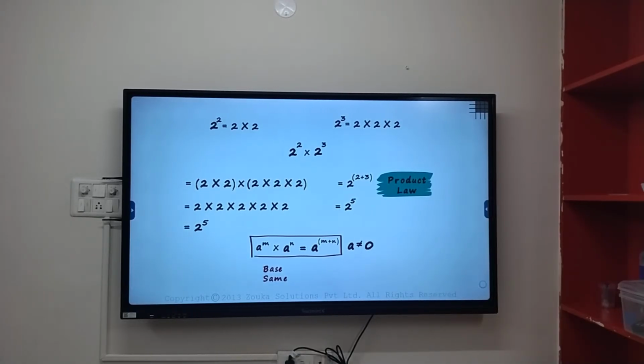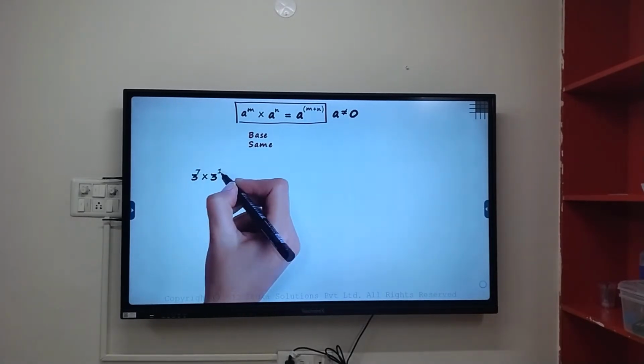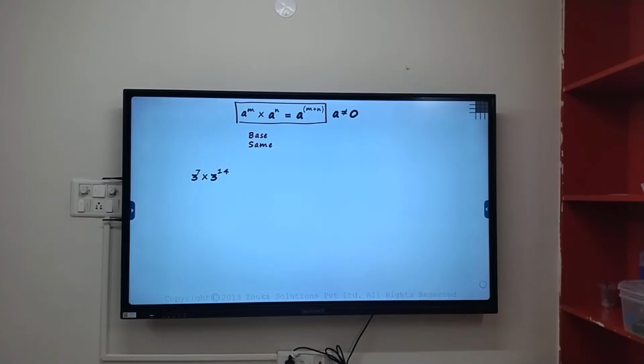The problem asks us to express this in exponential form. 3 raised to 7 multiplied by 3 raised to 14. Since these two are multiplied and have the same base, we can use the product law. Why is it called the product law? It's simply because it deals with the product of two numbers. Using the product law, we can write this as 3 raised to 7 plus 14, which gives us 3 raised to 21. If we did not have the product law, we would have to write 21 threes in our notebooks to arrive at this final answer.